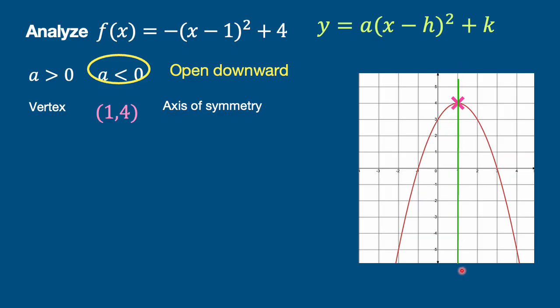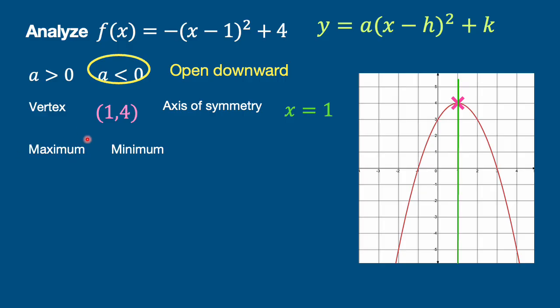The axis of symmetry is the vertical line where the left side and right side of the quadratic function have exactly the same shape. So how do we write the vertical line? x equals something. That vertical line passes through x equals 1. So the axis of symmetry is x equals 1. Another way to find it is the x value of the vertex.